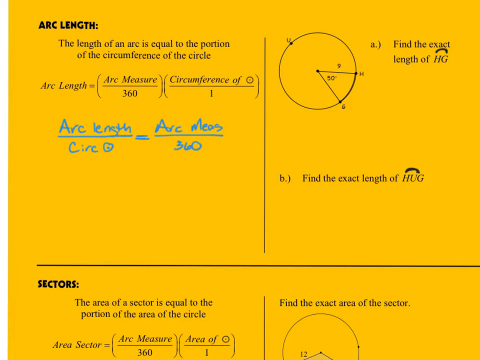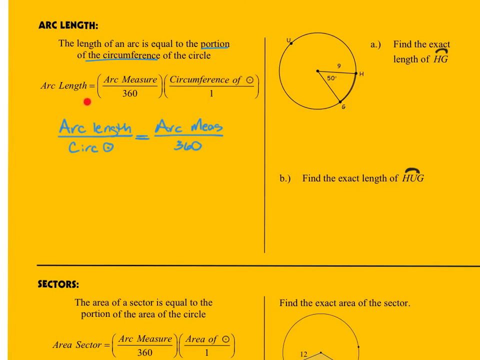Arc length: the length of an arc is, that's going to mean equals, equal to the portion of the circumference. When we're talking about this portion of the circumference, that is telling us it's however many degrees of the circle that arc is taking up out of the full circle. So that's our portion of, meaning multiplication, the circumference of the circle.